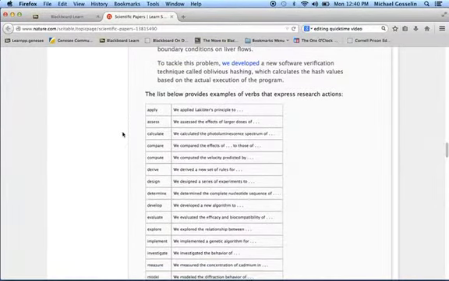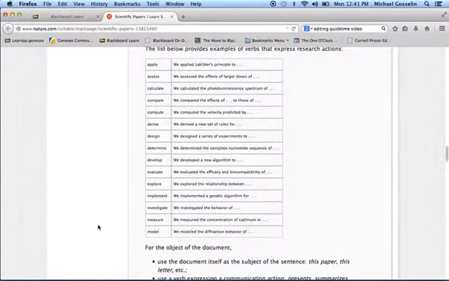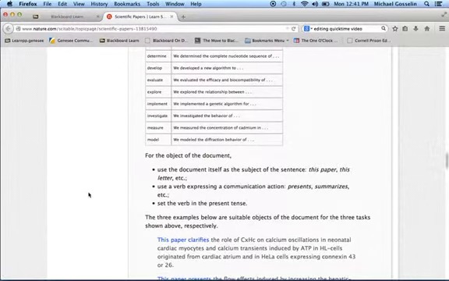Action verbs. We applied, we assessed, we compared, we computed, we developed, we evaluated, we investigated, we modeled, we.